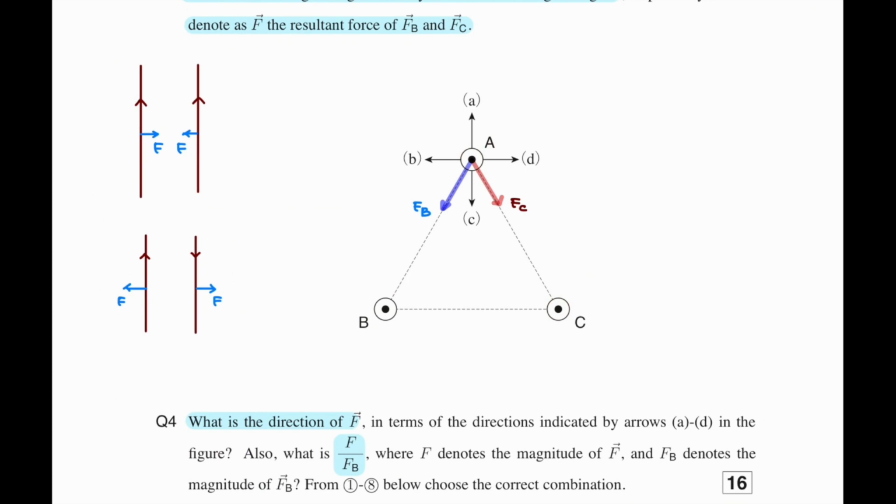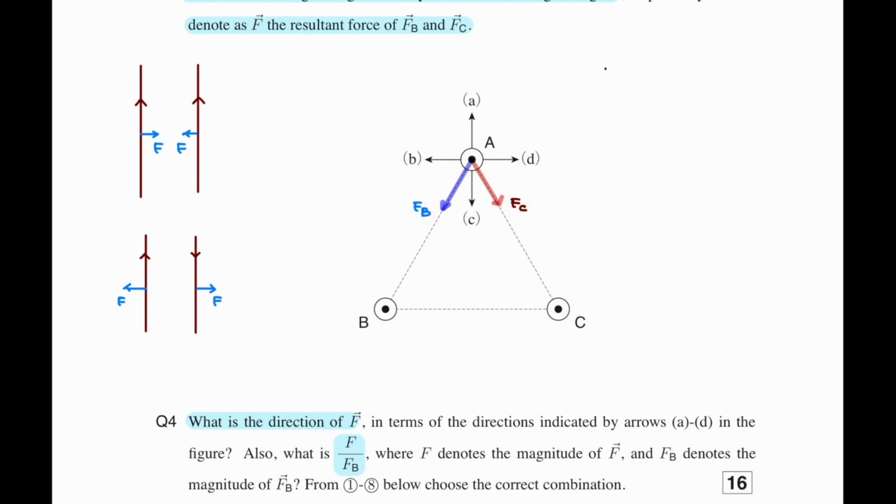FC. The magnitude of this attractive force or repulsion force depends on the current in both wires and the distance between the wires. Since the current in A, B and C are the same, and the distance from A to B and A to C are the same, I can conclude that FB must equal FC.